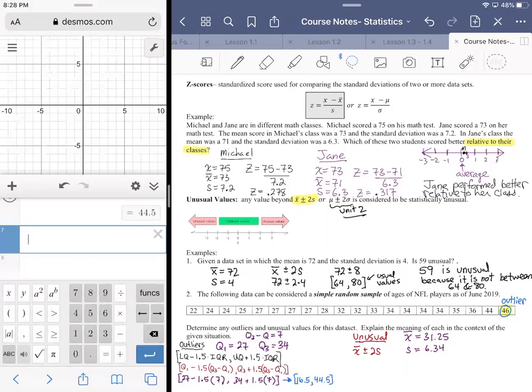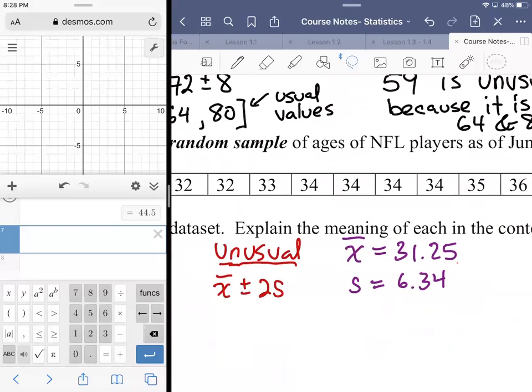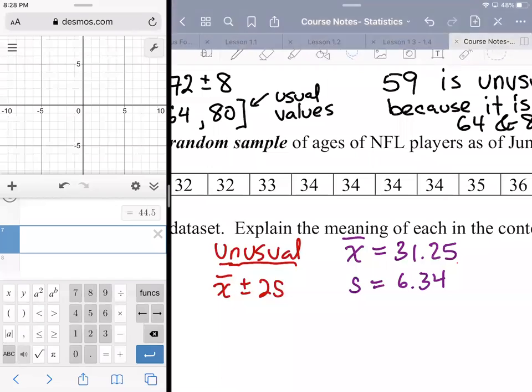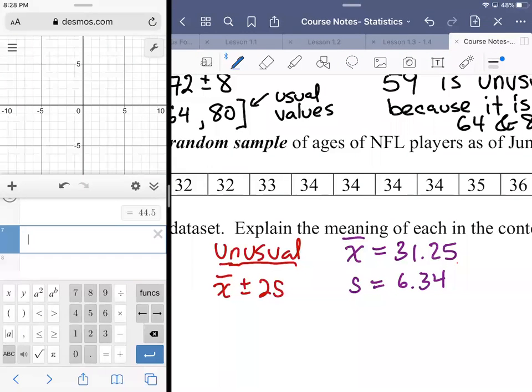Unusual, it's like, okay, well, these are some extreme values. I mean, in Major League Baseball, you could have players as young as 18, 19 years old playing. So you can see some youngish players, whereas in football, you tend not to because of the development aspect of it, right? Physical development. Anyway, this is telling me to take 31.25, add to it and subtract from it 2 times 6.34.